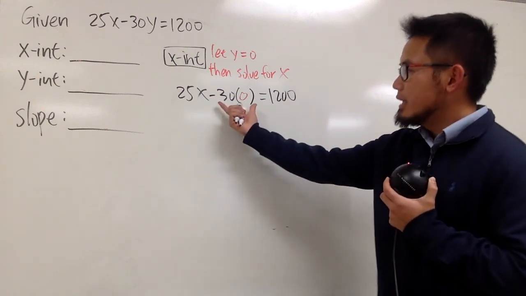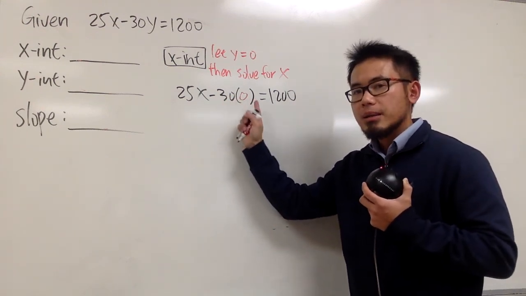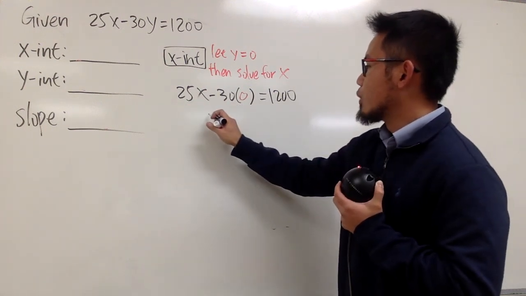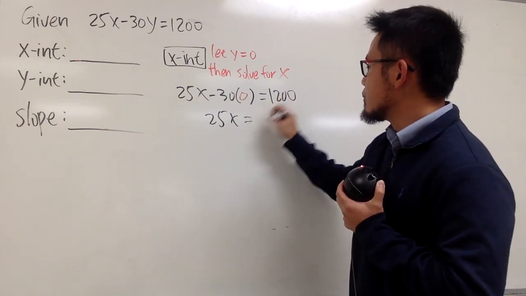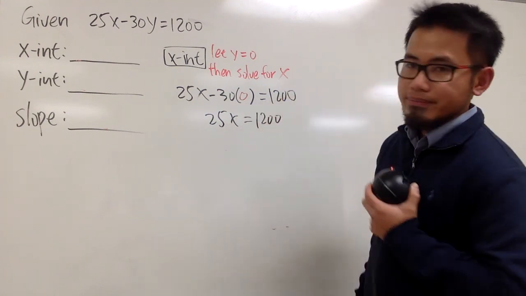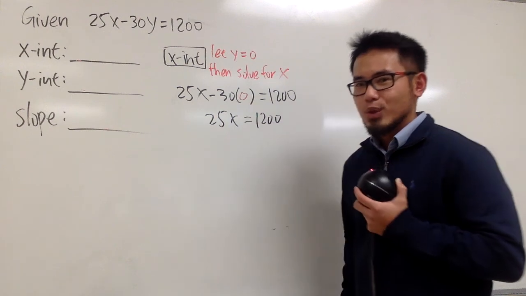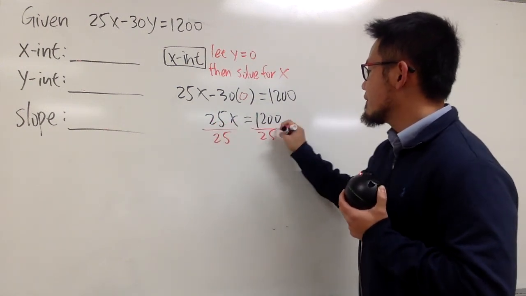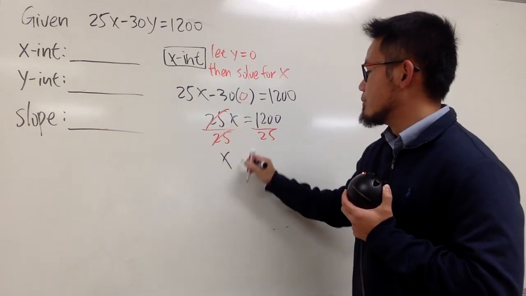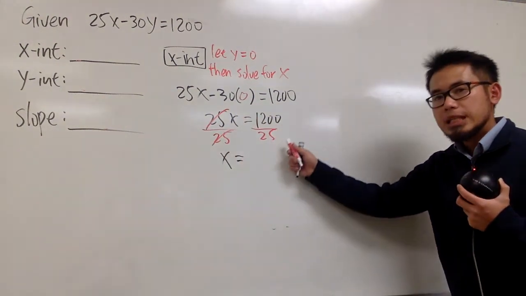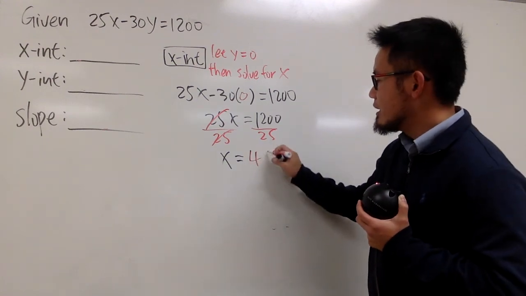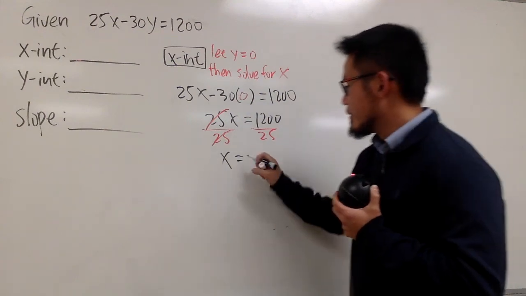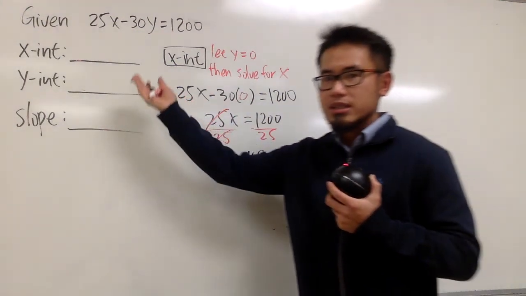And now we see in the middle part right here, negative 30 times 0, this is just 0, so it doesn't matter. And now we will have the 25x, and that's equal to 1200. This is 25 times x. So what do we do? Well, we can just divide both sides by 25, and we can get the x by itself, and this is pretty much it. 1200 divided by 25 is 48, okay? So x is equal to 48 right here, okay? So that's pretty much the answer for the first part.